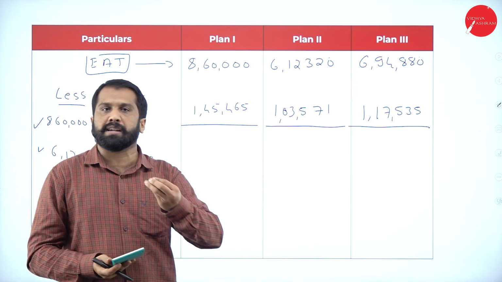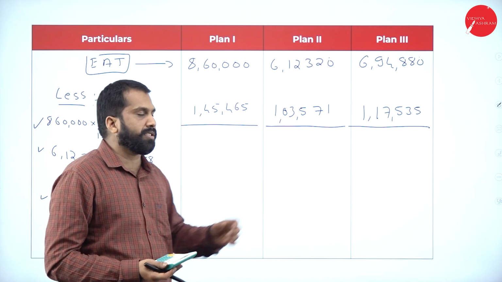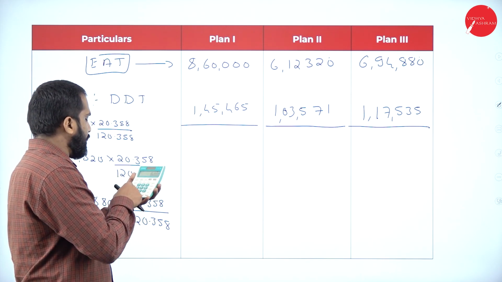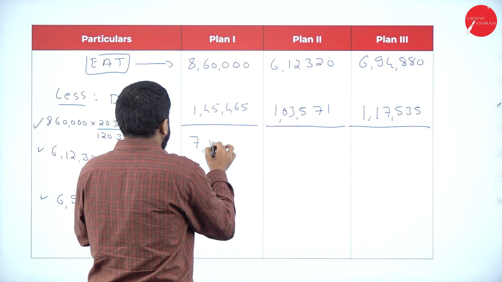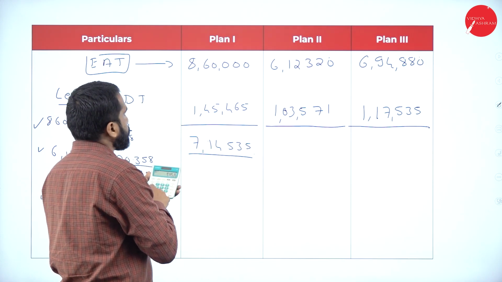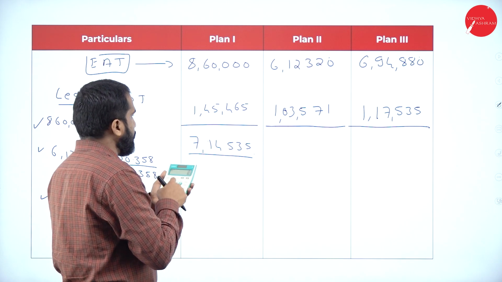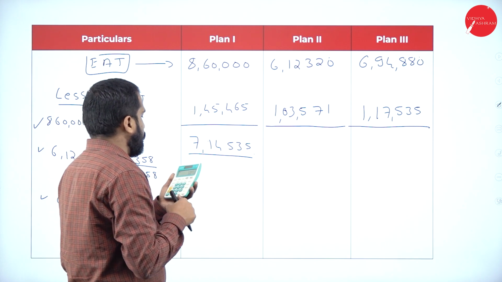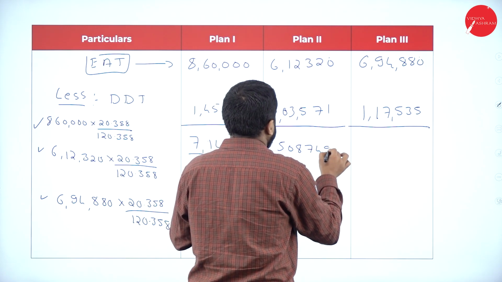Same problem if I do or if you do also, there may be changes of 5 or 6 rupees because of the fractions. Now, from the total we will minus: 8,60,000 minus 1,45,465. It is 7,14,535. Then 6,12,320 minus 1,03,571. I got 5,08,749.